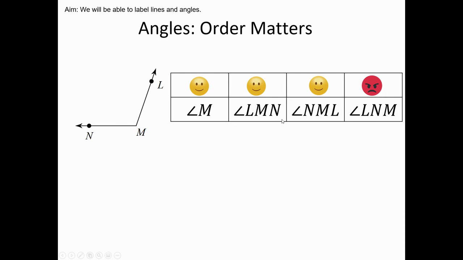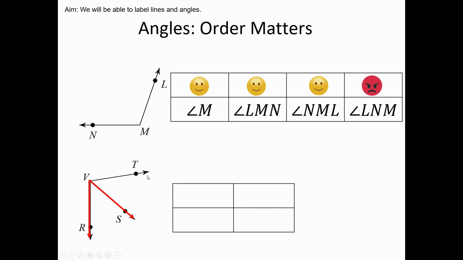Now you're probably wondering, what's the point of these 2 middle ones? Isn't it just easy to do angle M? Well, let me show you guys, what if we had a bunch of angles bunched up together? It looks like this. But all I wanted to talk about was this angle right here. Well, you wouldn't want to say angle V, right? Because which angle are we talking about?